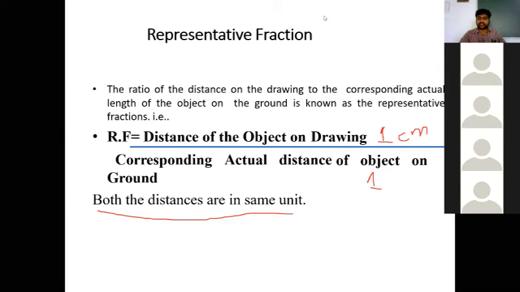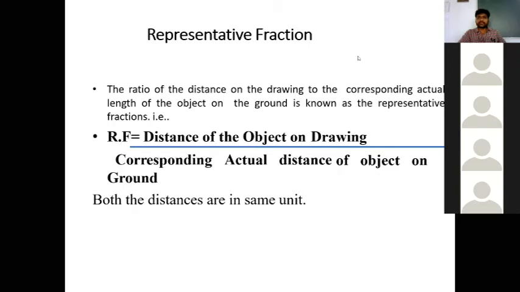So 1 into 100. This will give what? RF. That is 1:100. So this is how we're going to make the scale, by showing the representative fraction. So this is the representative fraction of the scale.